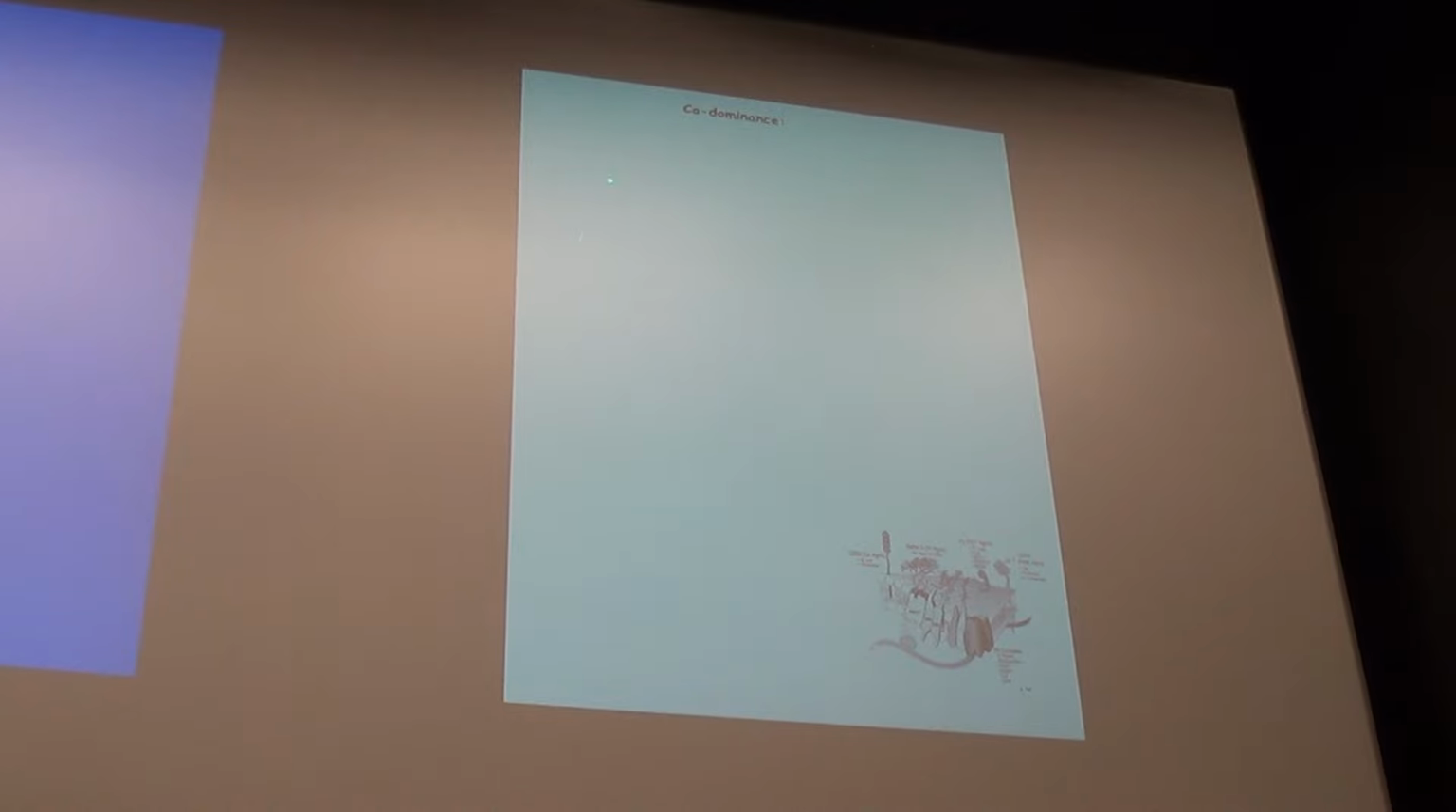Okay, so we talked about one intermediate phenotype, and that was incomplete dominance. We're now going to talk about another phenotype that's intermediate in a sense, called codominance. And codominance is very common. This is another variation on the classic pattern of inheritance of phenotypes.